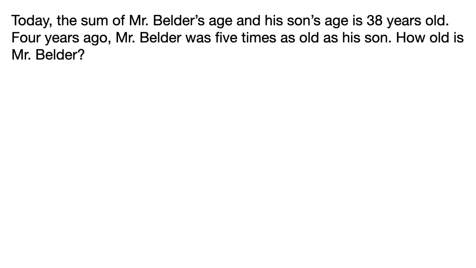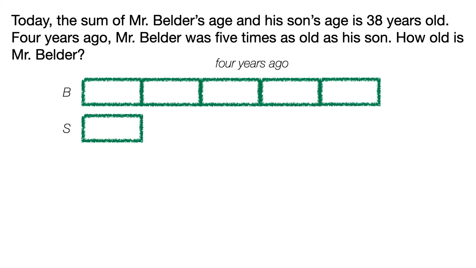Today, the sum of Mr. Belder's age and his son's age is 38 years old. 4 years ago, Mr. Belder was 5 times as old as his son. How old is Mr. Belder? To represent their ages 4 years ago, we can use 5 bars for Mr. Belder compared to 1 bar for his son.